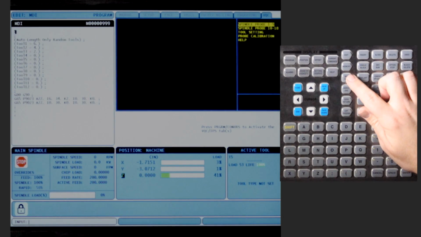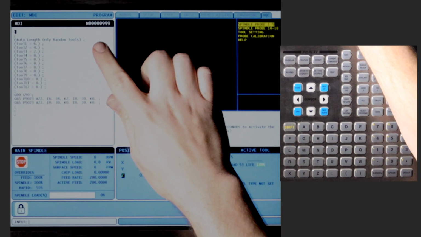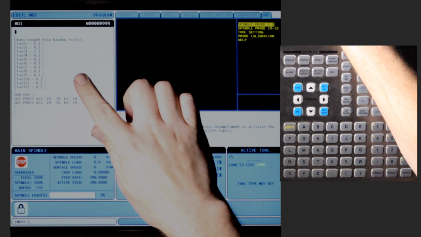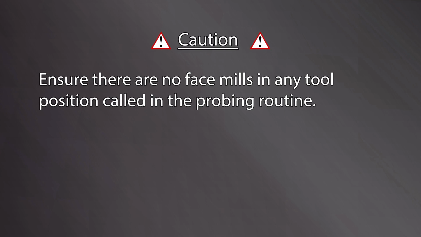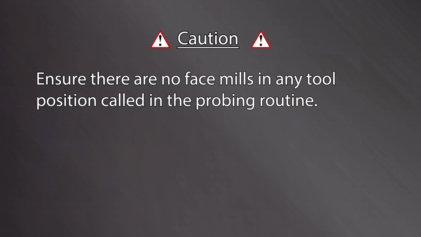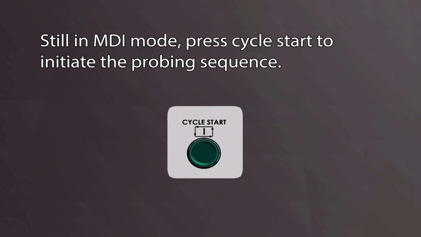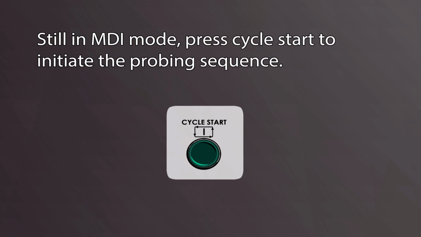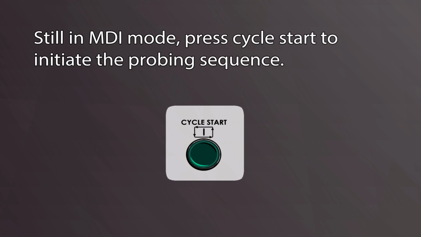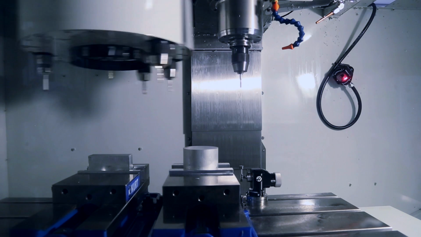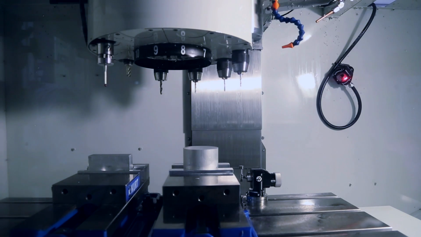Select MDI mode and verify the correct probing template parameters in the MDI window. Ensure there are no face mills in any tool position called in the probing routine. Still in MDI mode, press Cycle Start to initiate the probing sequence.